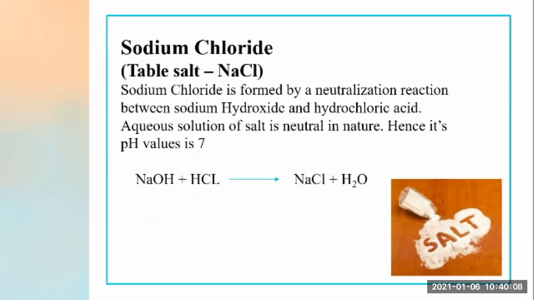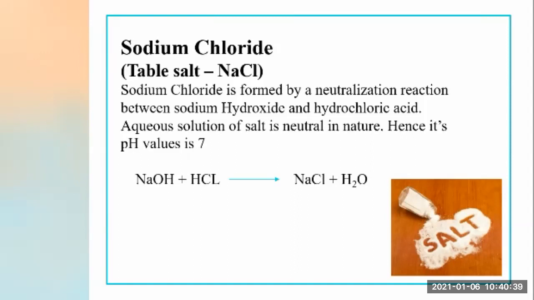So students, we have seen what? We have seen a common salt, that is table salt. What is the name of that table salt? Sodium chloride, right? What is its chemical formula? NaCl. Na stands for sodium and Cl stands for chloride. Sodium chloride is formed by neutralization reaction between sodium hydroxide and hydrochloric acid. Aqueous solution of salt is neutral in nature, hence its pH value is 7.